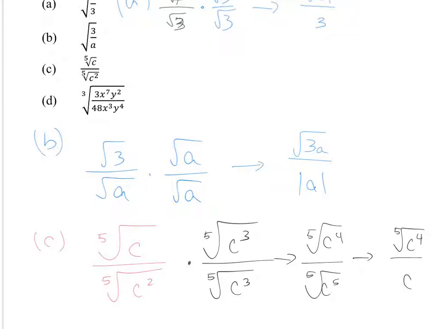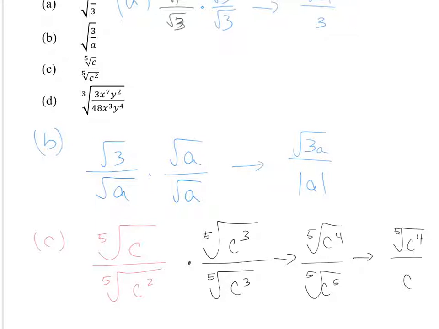Right? This is a perfect 5th. This was a perfect square up there, 3 times 3, 9. Whatever the index is, you have to make it that perfect. You see what I mean by that? So if it's a cube root, you're looking for a perfect cube. If it's a 4th root, a perfect 4th. A square root, a perfect square. In this case, we had a 5th root, so we found a perfect 5th.